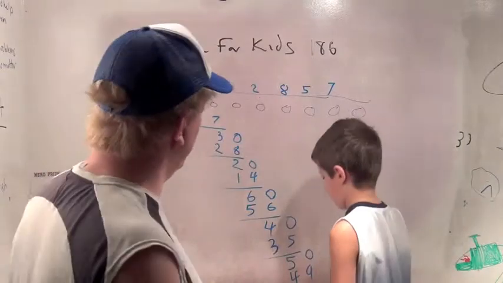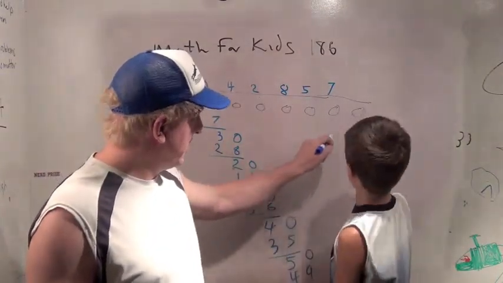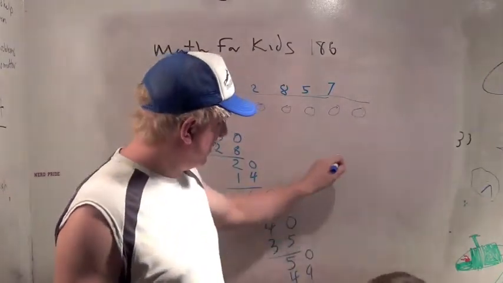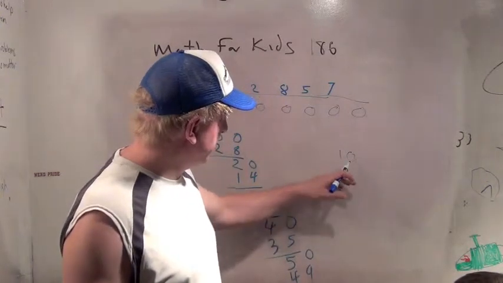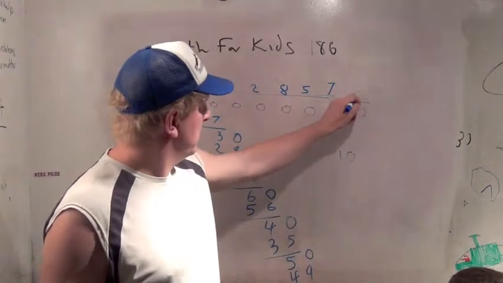Now you're off camera, so let's bring it up here. Actually, jump off your chair, so that way I can put it here. 50 minus 49 is 1, and bring down the 0, so there's a 10. 7 goes into 10 how many times? Once.